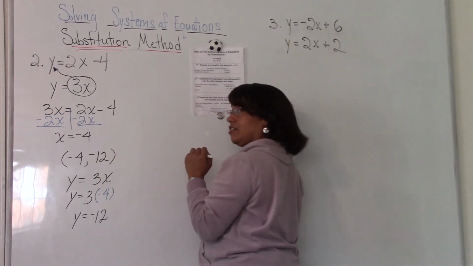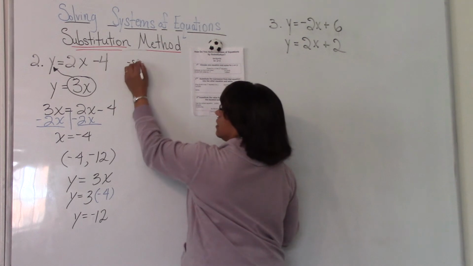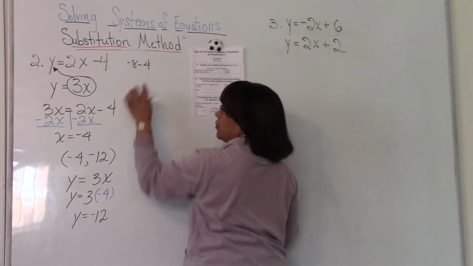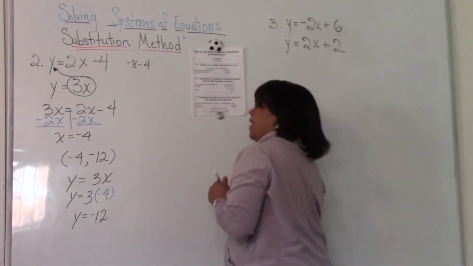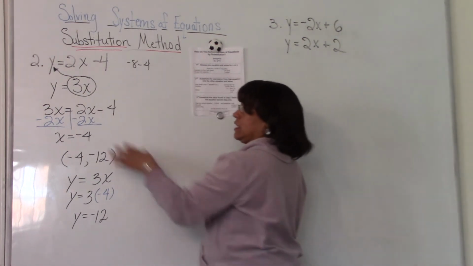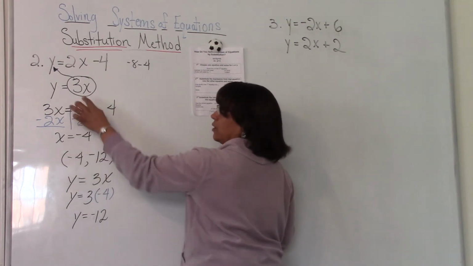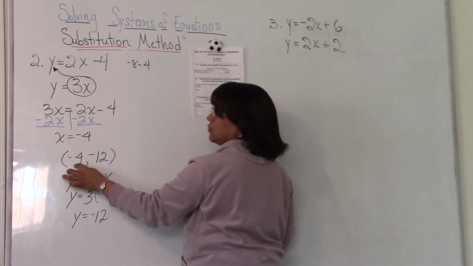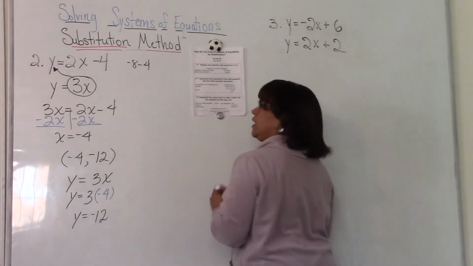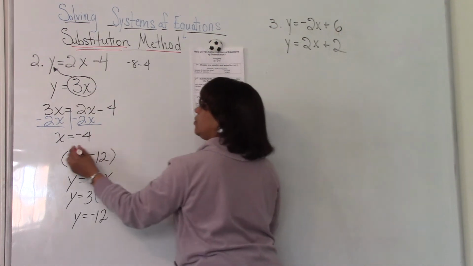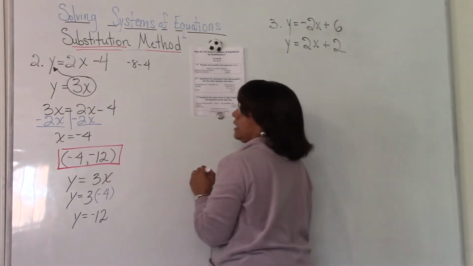It's a good idea to check yourself. 2 times negative 4 is negative 8. And negative 8 minus 4 is negative 12, which is what you want y to be. And then we need to check ourselves again. Y is equal to 3x. Well, we're saying x is negative 4. 3 times negative 4 is negative 12, and that is what y is. So we know that's correct. So that means that these two lines will cross at the ordered pair, negative 4, negative 12.